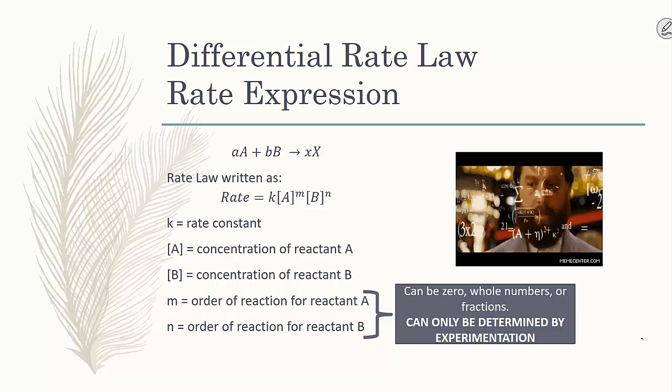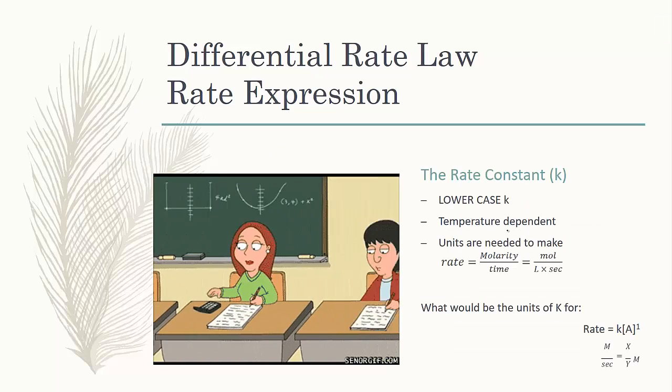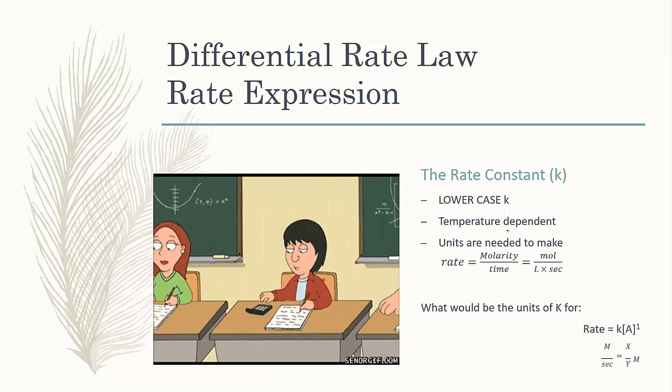Now, orders of reactions can be zero or whole numbers, and in advanced classes, they will be fractions. However, in this class, we are going to focus on zero or whole number reactions. But it can only be determined experimentally. So the rate constant is simply a constant, a value that is used to get our overall rate.